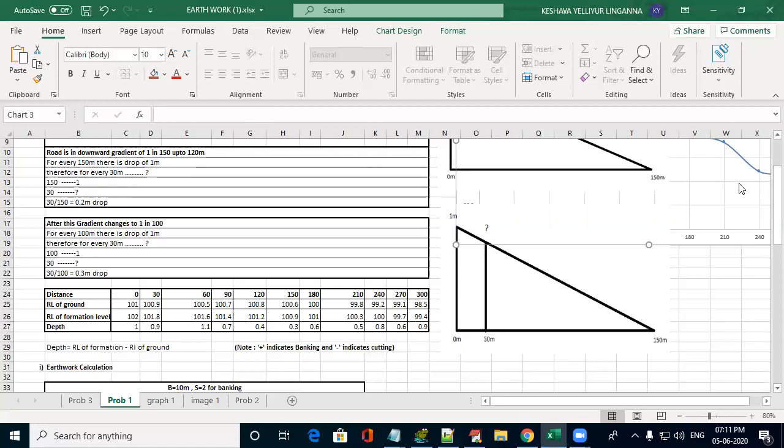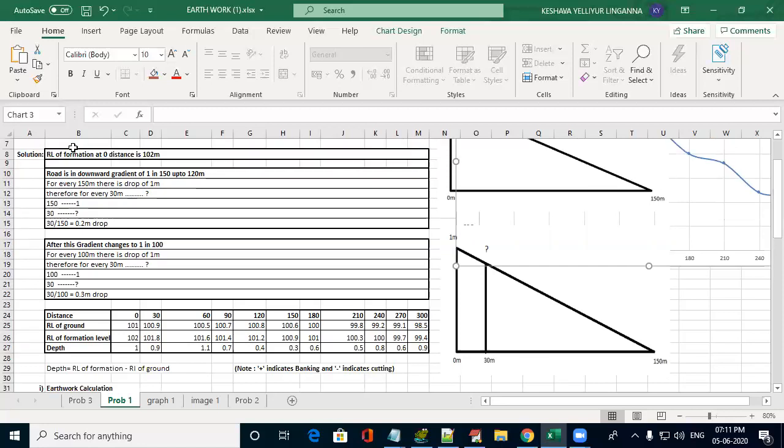Here I have already calculated. RL of the formation at the zero distance is 102. The road is in the downward gradient of 1 in 150 up to 120 meter. For every 150 meter, there is a drop of 1 meter. We need a drop at every 30 meter. How to find out? For 150 meter, if it is 1 meter, for 30 meter, what is the drop? Do the cross multiplication. That is 30 into 1 divided by 150. So 30 by 150 will give you 0.2 meter drop.